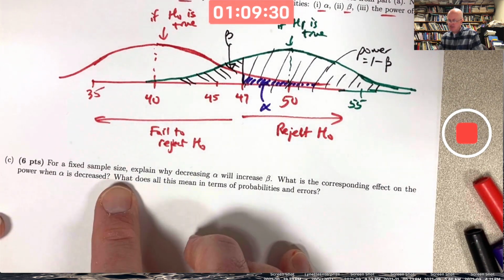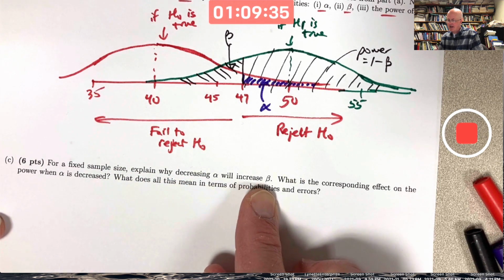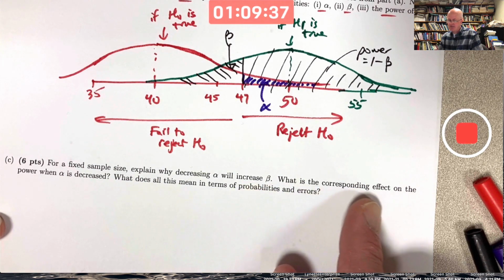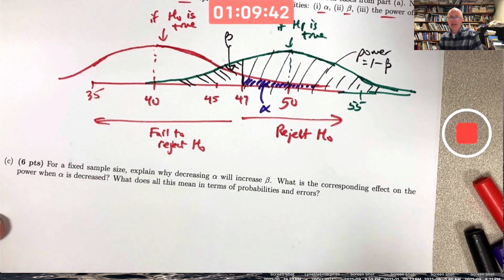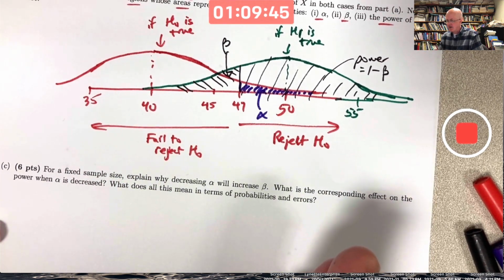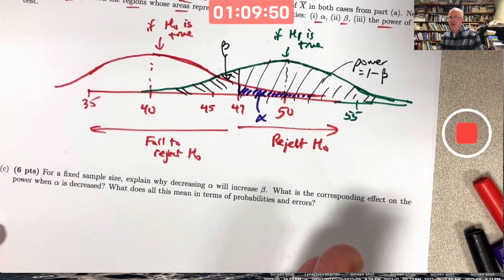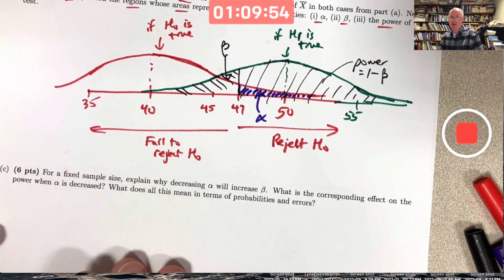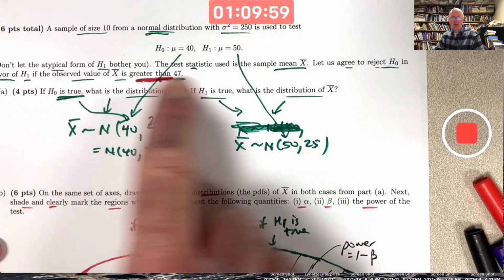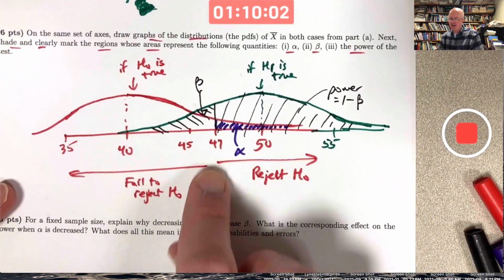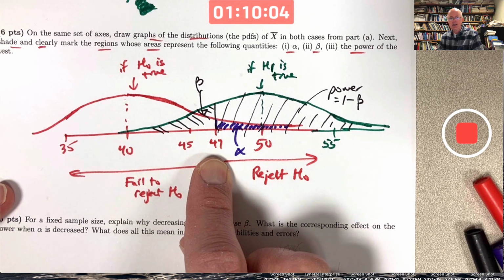Part C says, for a fixed sample size n, which we got here, 10, explain why decreasing alpha will increase beta. What's the corresponding effect on the power when alpha is also decreased? What does this all mean? What does it mean to decrease alpha? How can you possibly decrease alpha? That might be mysterious. Well, it's a matter of choice. You're going to choose to decrease alpha. How? By changing the rejection region, changing the boundary value, the critical value leading to rejection.